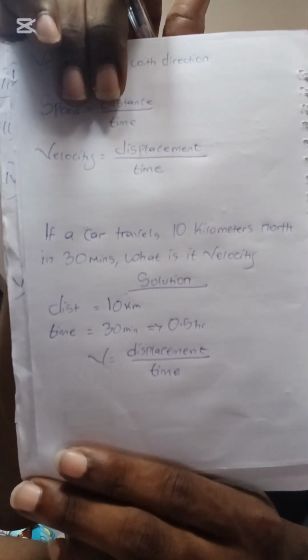Remember the formula for our velocity, which is displacement. You can put distance here, yeah. The distance is the displacement because it's a specified direction. So that's our displacement over time. So yeah, there it is.